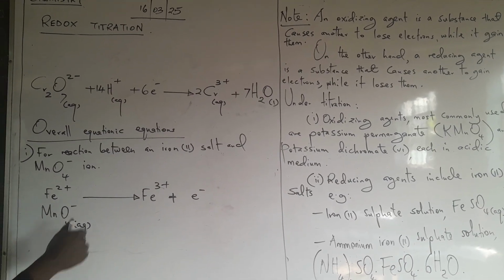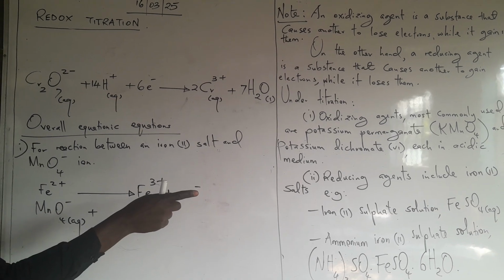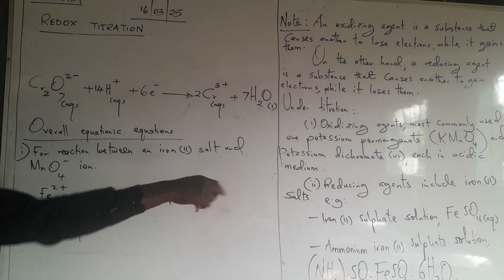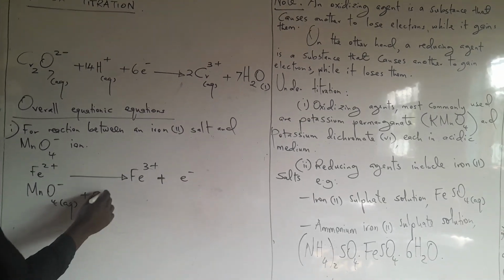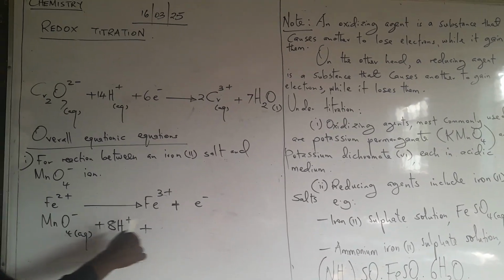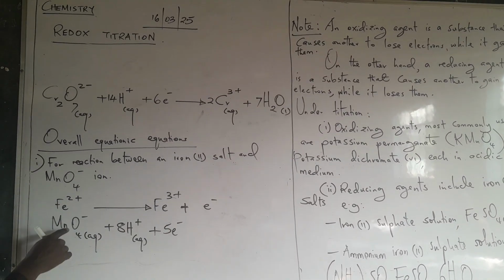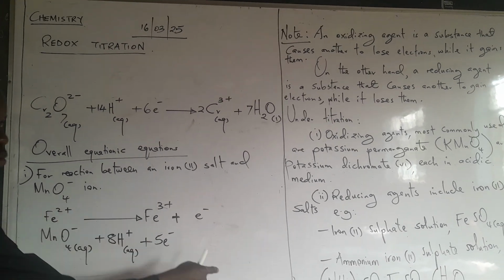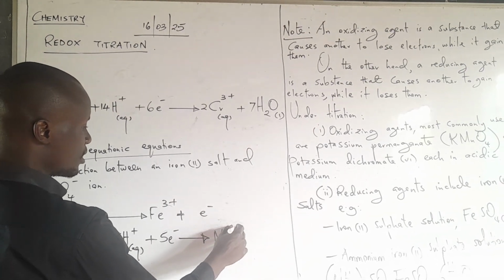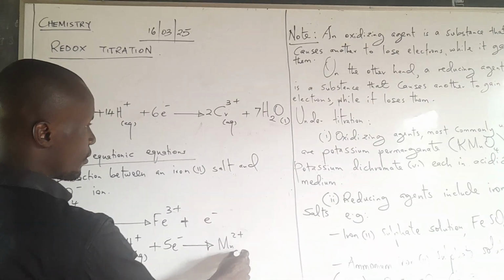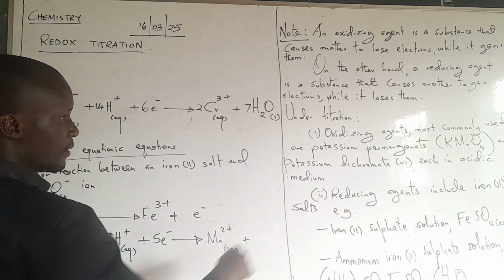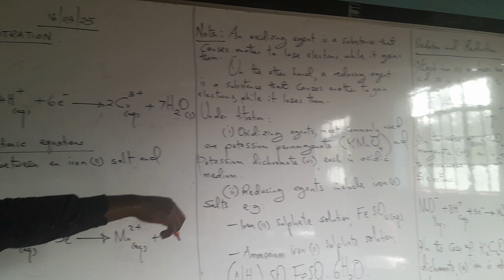Reduction means gaining of electrons. How many does it gain? It gains 5 from that equation, isn't it? Yes. In acidic medium. Don't forget that. You need 5 electrons here so that you reduce this one from manganese 7 to manganese 2. So on the right hand side, we have manganese 2 ion. Plus how many molecules of water? Check from that equation. How many moles of water? 4.